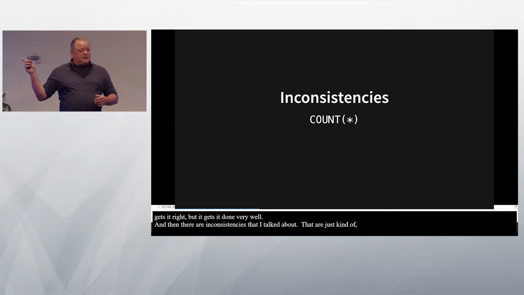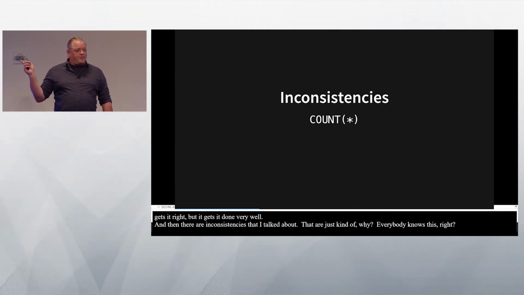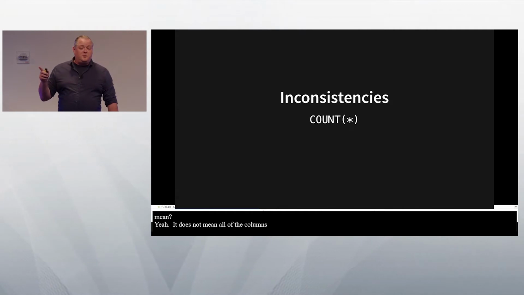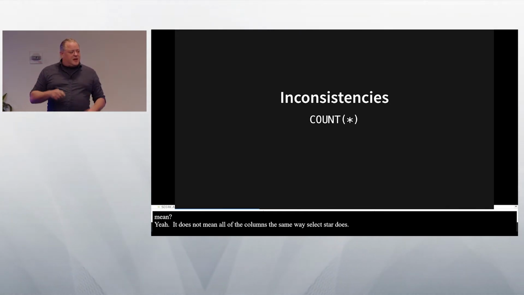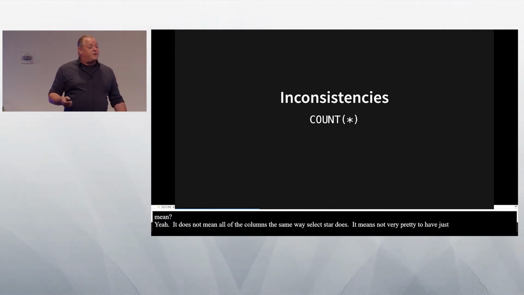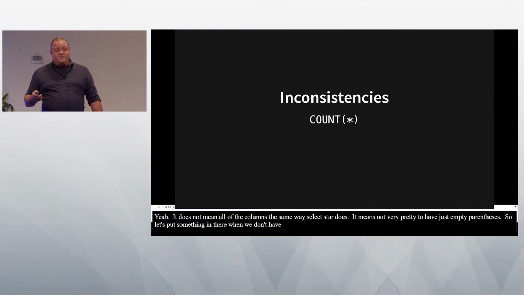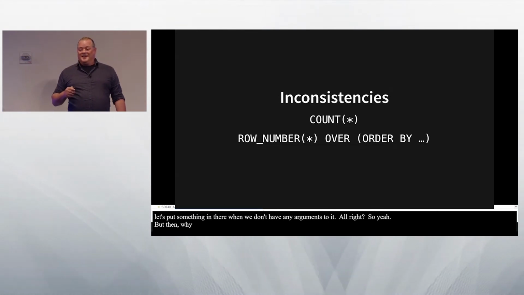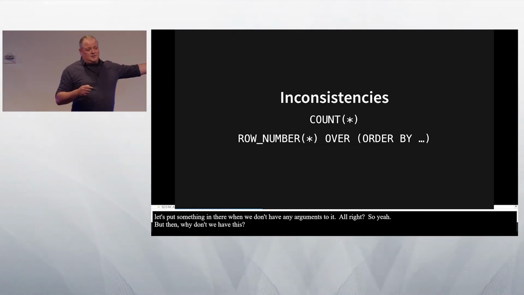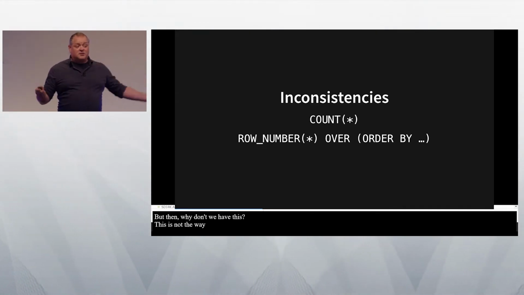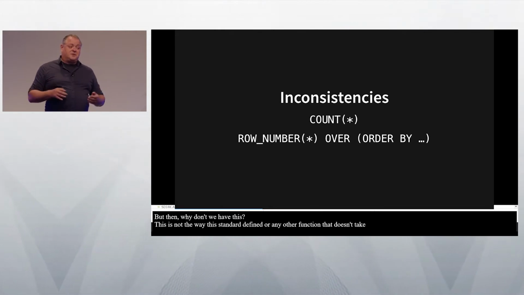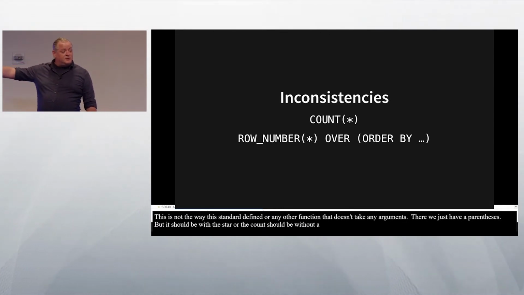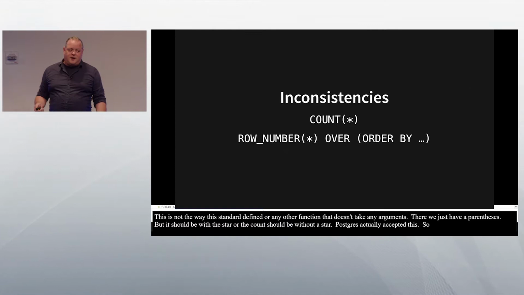Everybody knows this, right? Count star. What does the star mean? It does not mean all of the columns the same way select star does. It means it's not very pretty to have just empty parentheses, and so let's put something in there when we don't have any arguments to put in it. But then why don't we have this? This is not the way the standard defines row number or any other function that doesn't take any arguments. There, we just have empty parentheses, but it should be with a star, or the count should be without a star. Postgres actually accepts this, so you can do this in Postgres if you want, but then you would not be writing standard SQL.